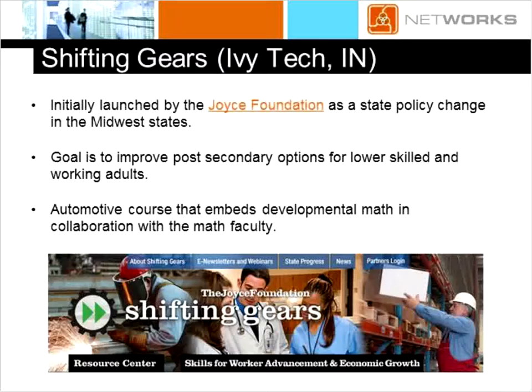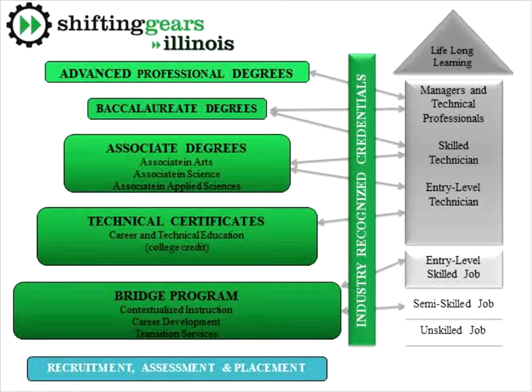We'll take a brief look at Shifting Gears. This was launched by the Joyce Foundation. It's in the Midwest. There are similar goals to other bridge programs: improve post-secondary options for lower-skilled and working adults. It's automotive, okay? You know, the name Shifting Gears makes sense with automotive. They're looking at embedding developmental math in collaboration with the math faculty. And so that's Shifting Gears in Indiana.